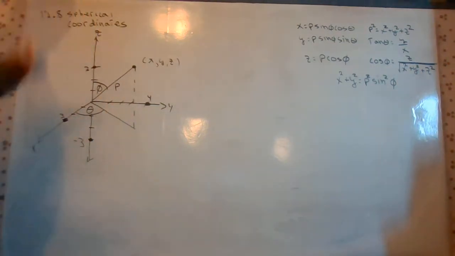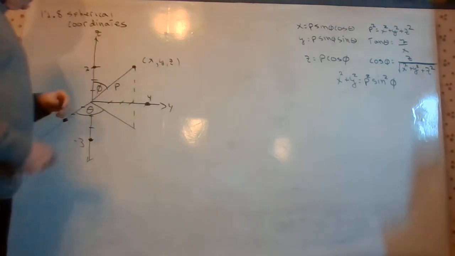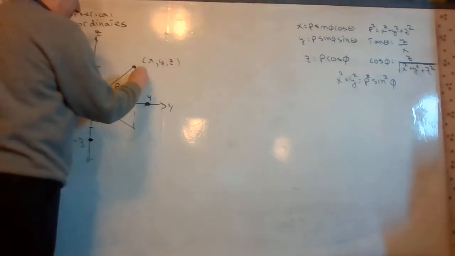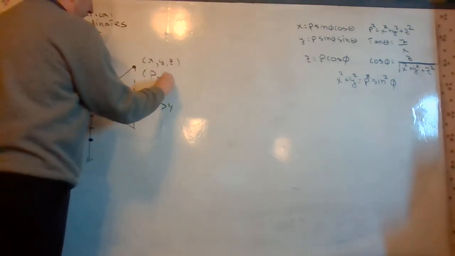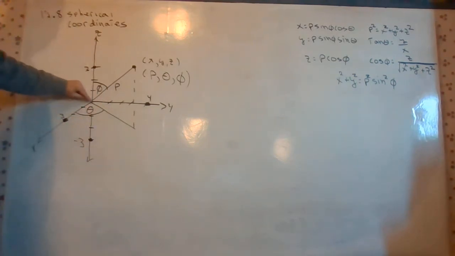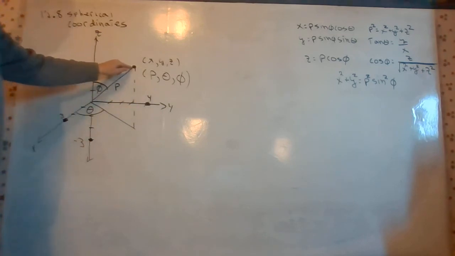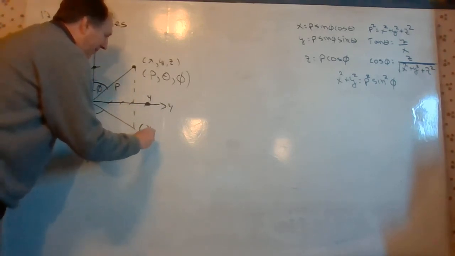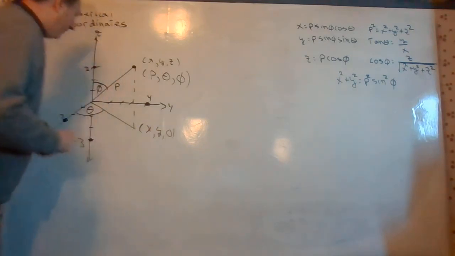12.8 spherical coordinates. Given a point x, y, z in rectangular coordinates, we have spherical coordinates. The order is rho, theta, phi. Rho is the distance from the origin to the point. If you drop this point x, y, z down to the xy plane, that would be x, y, 0.